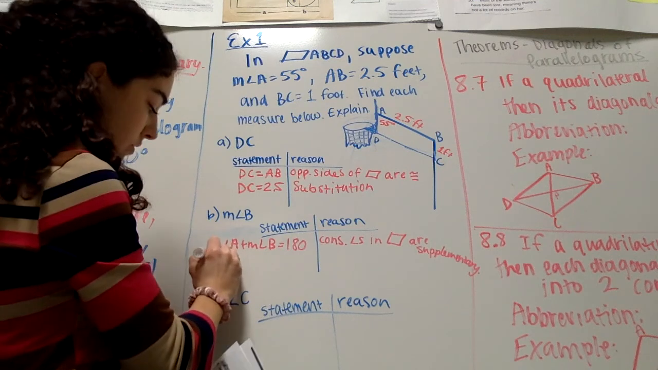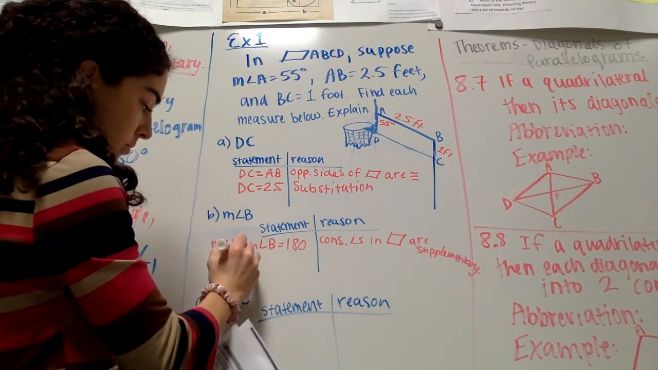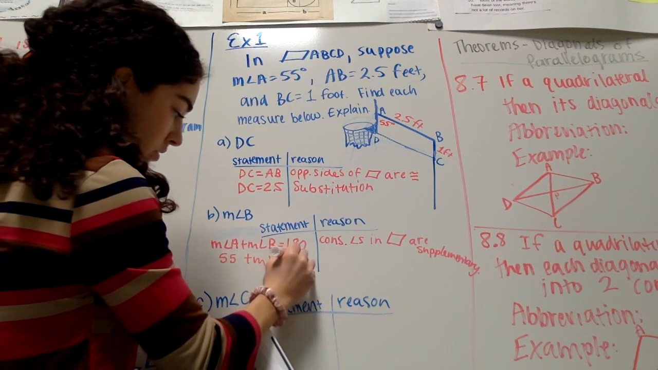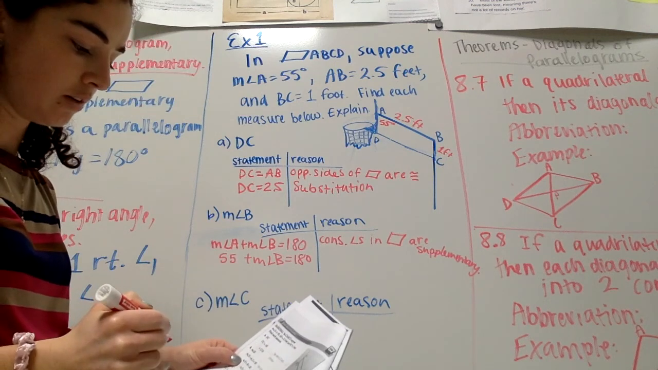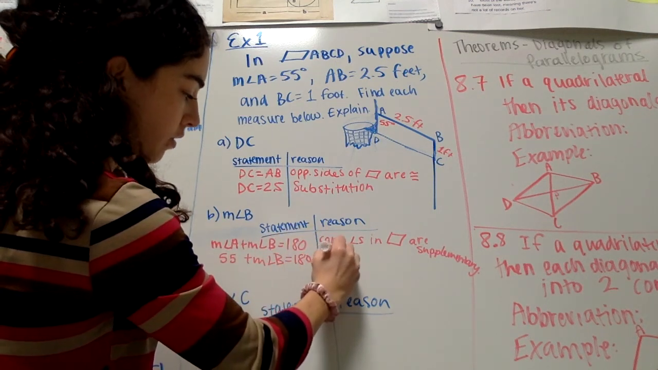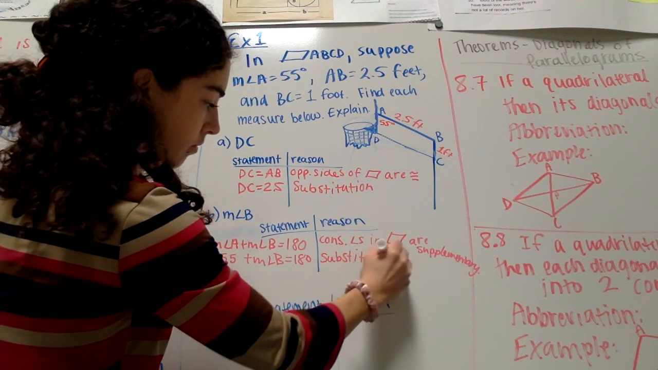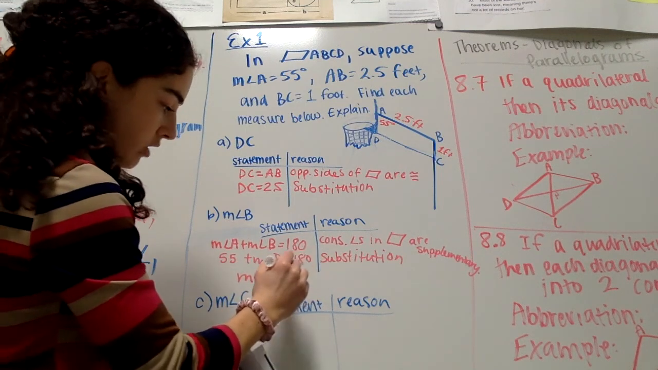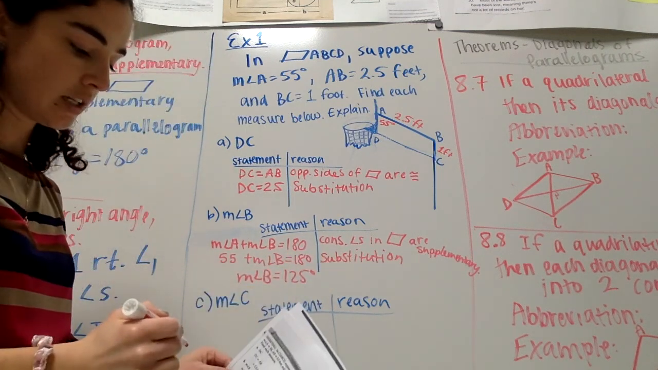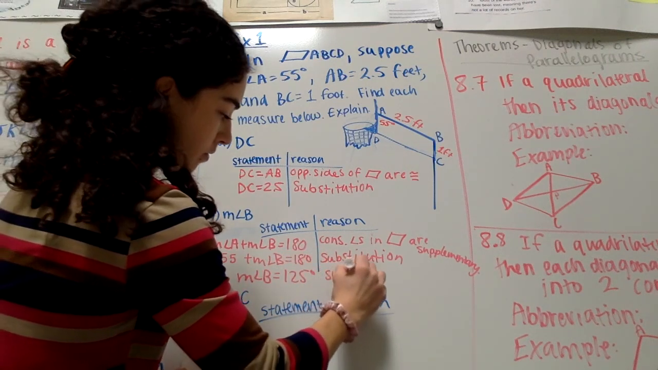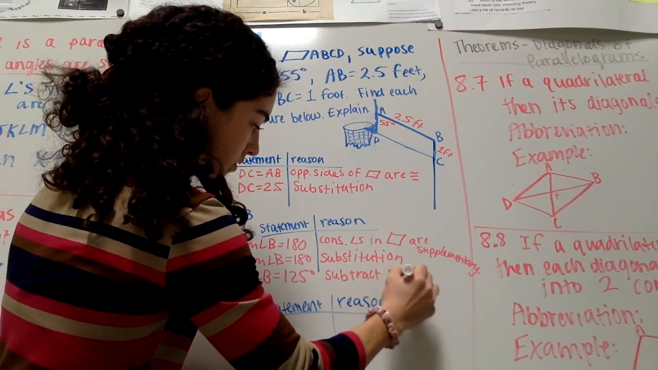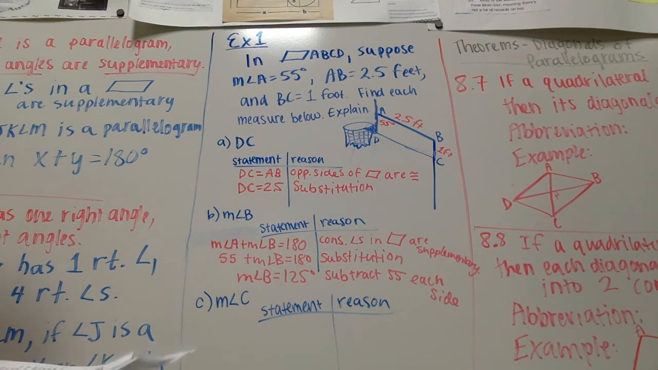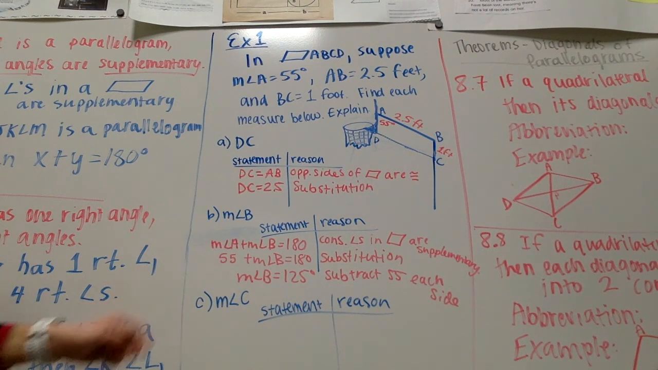Okay, and then we're going to say measure of angle A, 55, plus measure of angle B equals 180, so that's substituting in for A. And then the last step is measure of angle B is going to be 125, and that's by subtracting 55 from each side. Okay, so that's our explanations. So whenever it tells you to explain, we have to write out our proofs like this.